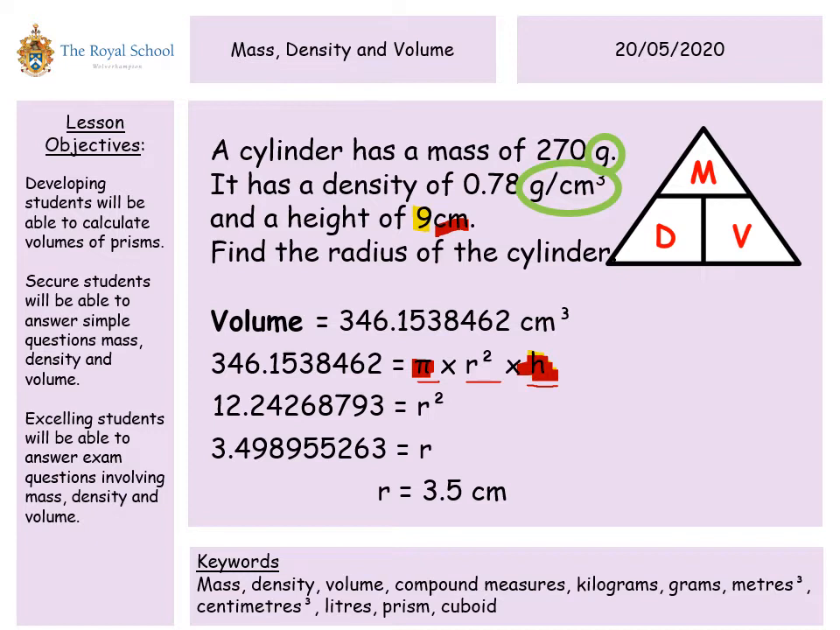Other things just to watch out for, of course, if you're square rooting a number, the positive and negative values would be appropriate. However, in a contextual question like this, it doesn't make sense to have a negative radius for a shape. So obviously we're just going to take the positive value there.